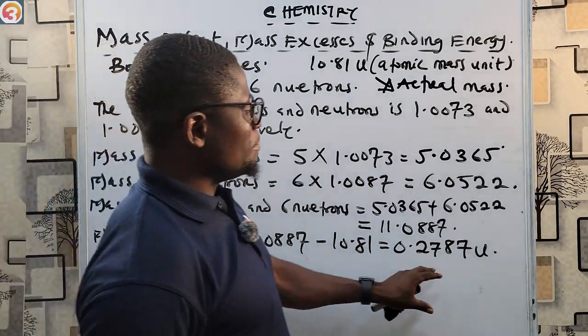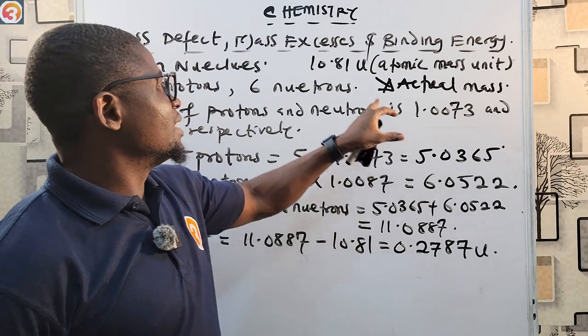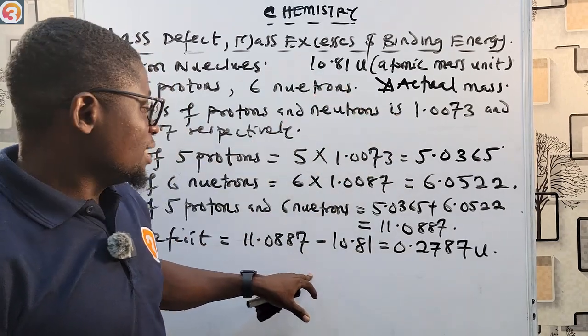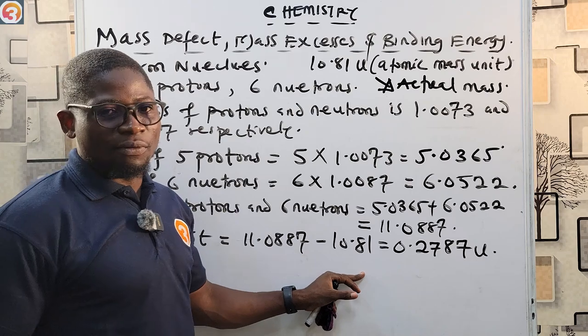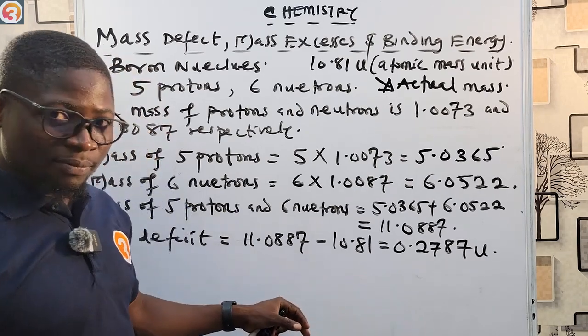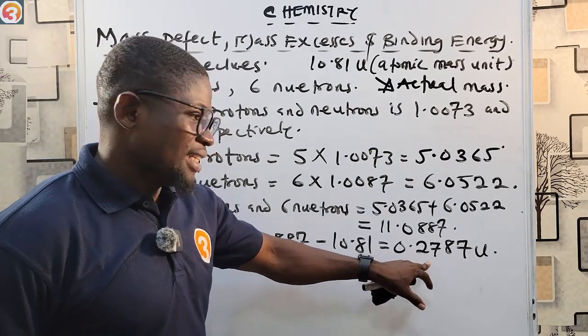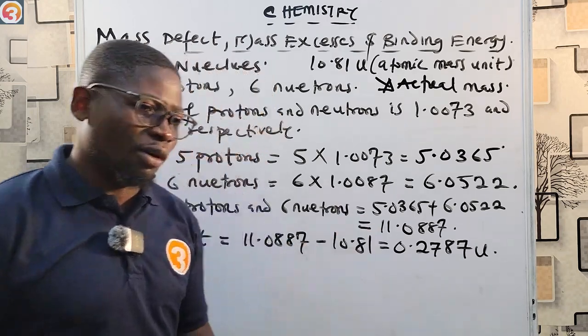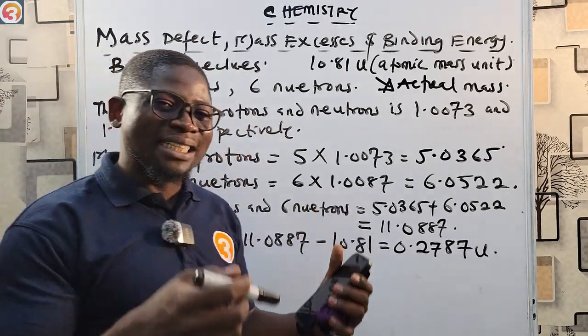Okay, so this is the mass deficit. Since we know the actual mass, we now find the calculated mass. So that means it was in excess before. All right, this is the deficit. So now if we find the deficit, then we can find the binding energy.